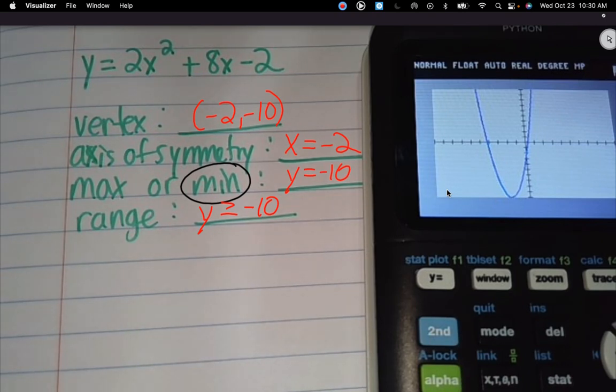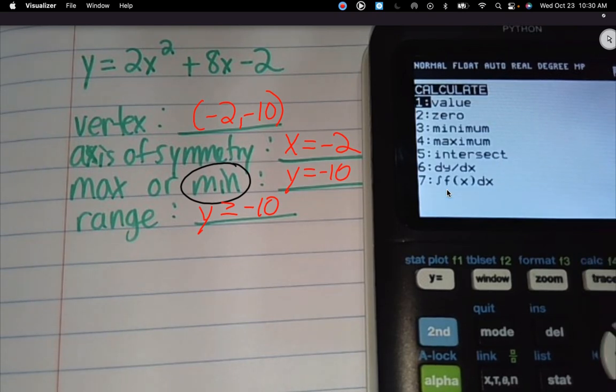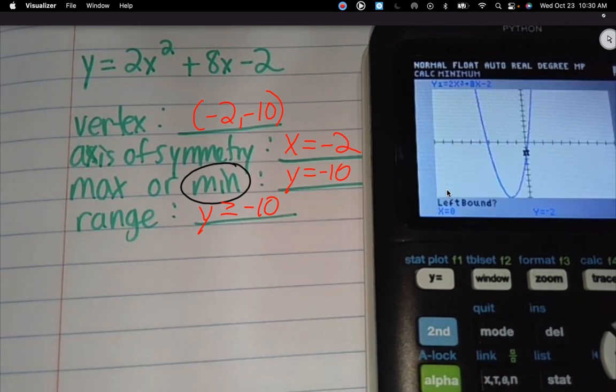Are we ready? So everybody press second trace. That means second calculate. I am about to calculate. Trace is by graph. It's second calculate. Very good. Y'all already told me this was a minimum. I'm going to calculate my minimum. So press 3.